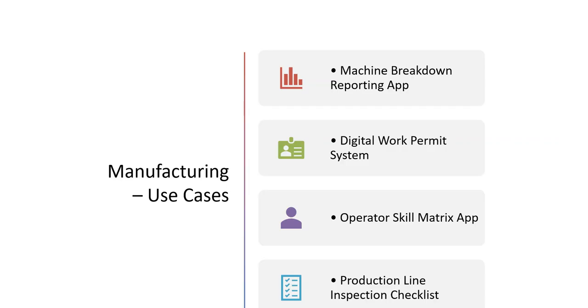And just a small example of where all this Power App can be used. Suppose you are in manufacturing: a machine breakdown report application, a digital work permit, an operator skill matrix, a product line inspection checklist. Everything you are doing manually with paperwork or with an Excel sheet, don't do it. You can do it through an app so that your data will be automatically stored online. From that you can fetch a report if you are in the manufacturing department.